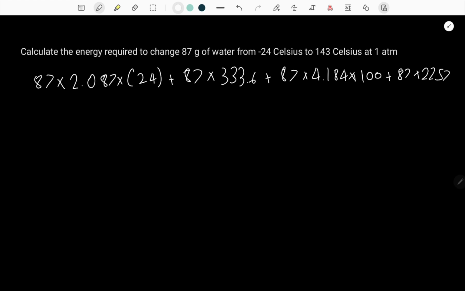And now the last thing we need to do is calculate it from 100 to 143, which is going to be 87 times the value of the specific heat of gaseous H2O, which is 2, times 143 minus 100, which is 43, and now you will get the final answer of 274 kilojoules.